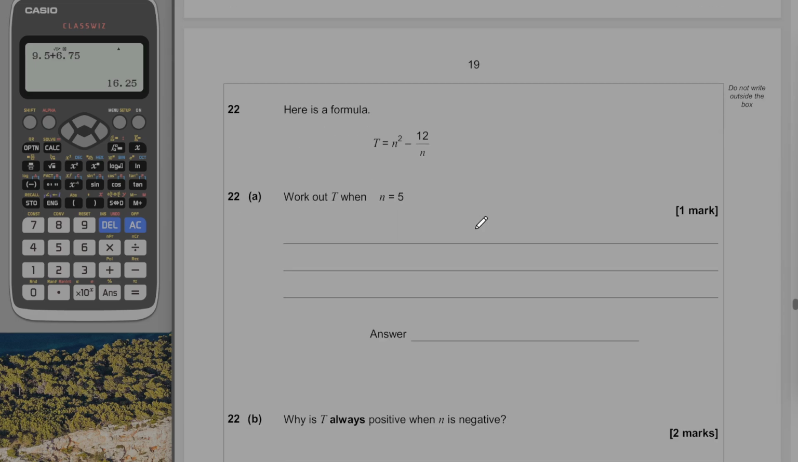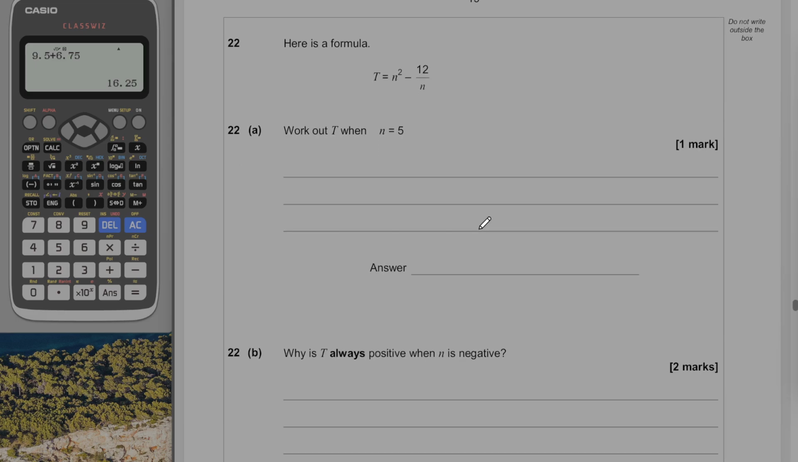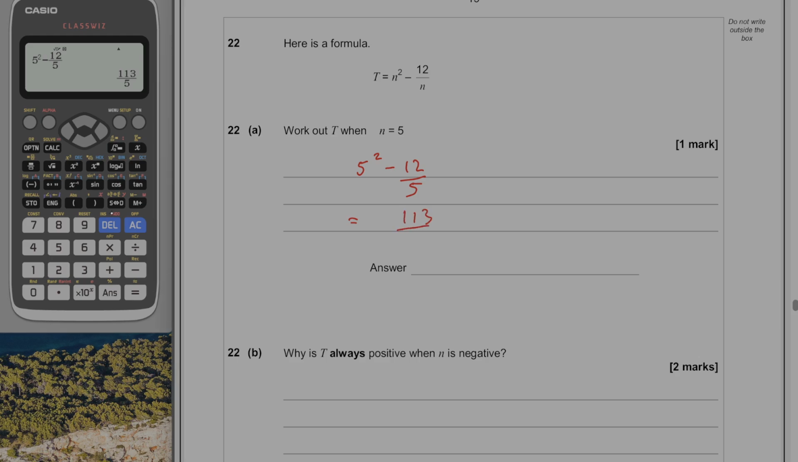Right, question 22. Here is a formula. Work out the value of t when n is equal to 5. Okay, so I'm going to use my calculator for this and just type it in like that. So 5 squared plus minus fraction 12 over 5. Double check that that's what we're after. It is. So that gives us 113 over 5, which I think would be fine, but if we give it as a decimal, 22.6.